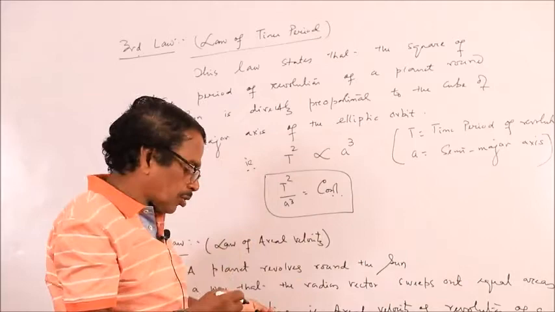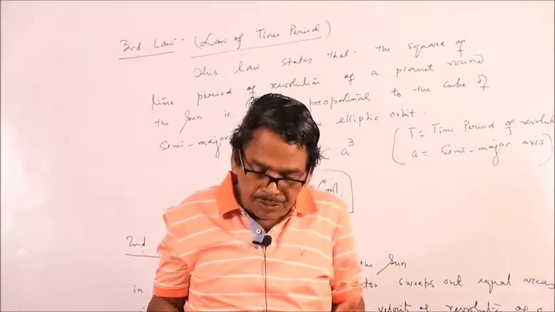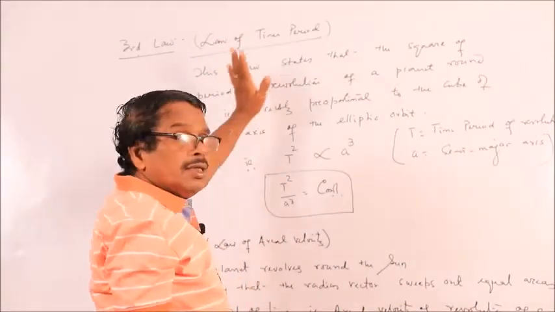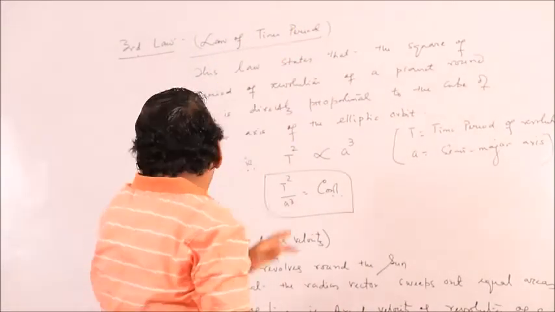So, these are Kepler's laws of planetary motion. If in the examination a question comes, write Kepler's laws of planetary motion, write the first law, second law and third law. These are Kepler's laws of planetary motion.